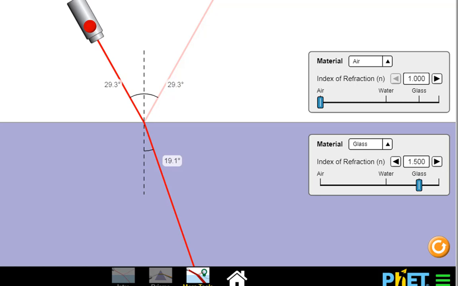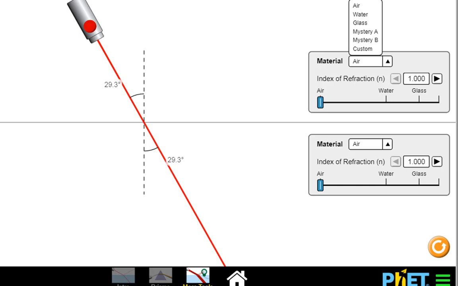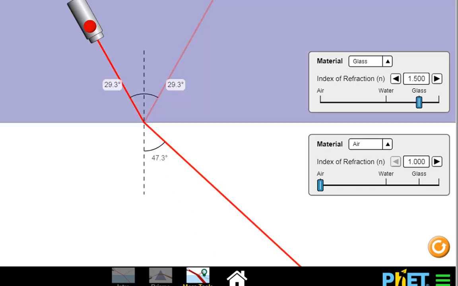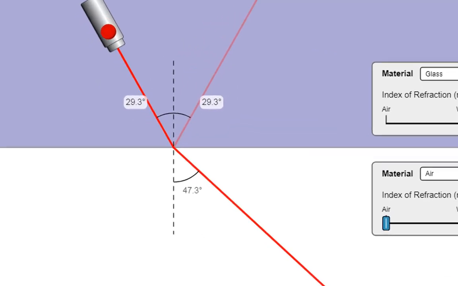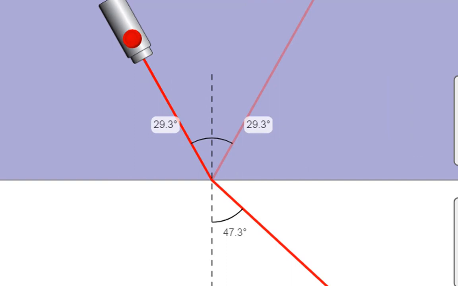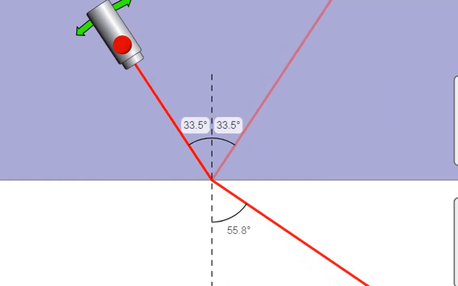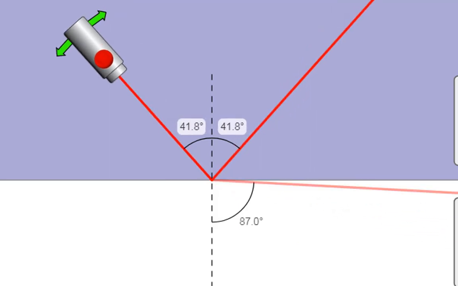But if I change this around, let's make the receiving medium air and the incident medium glass. So now light is traveling from an optically more dense into an optically less dense medium. And notice now the light is being refracted away from the normal, closer to the boundary. And look what happens now. As I increase the angle of incidence, of course that also increases the angle of refraction. It bends the light even closer to the boundary.